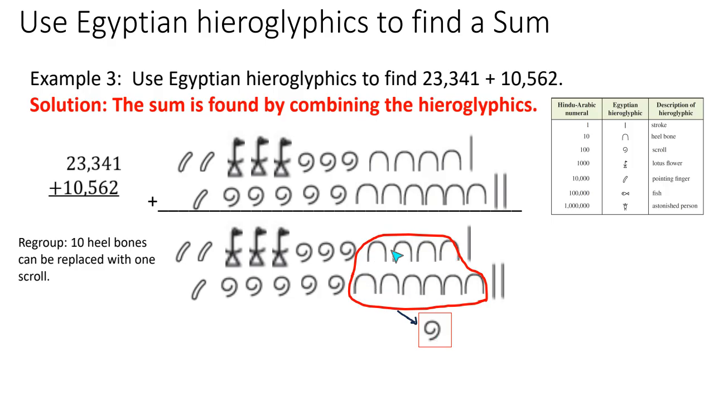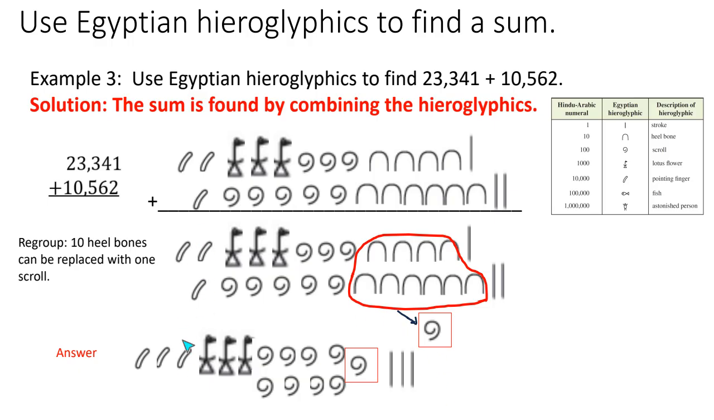So I can regroup all of these heel bones, and instead of writing these 10, I can rewrite it as 1 heel bone. And so if I rewrite my number, then I have the 3 pointing fingers, the 3 lotus flowers, and then originally we had 3, 6, 7, 8 scrolls, but now we're going to have 9 because we're regrouping these heel bones. So that's 9 of them, and then the 3 strokes. Okay, so that is how we would add using the Egyptians.